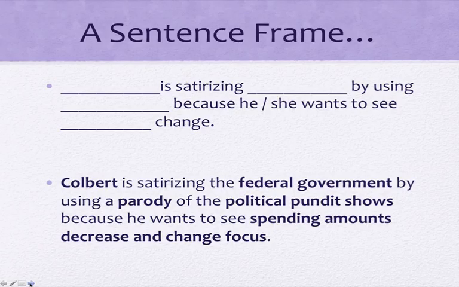And so if we go back and fill that in based on our Colbert example, we see that Colbert is satirizing the federal government, because he's poking fun at the federal government, by using the technique of parody of political pundit shows, because he, as a character, wants to see spending amounts decrease or perhaps change their focus. So if you can fill in all of these lines when you look at a piece of satire, you're probably well on your way to being able to explain how it is satire and what techniques are being used.